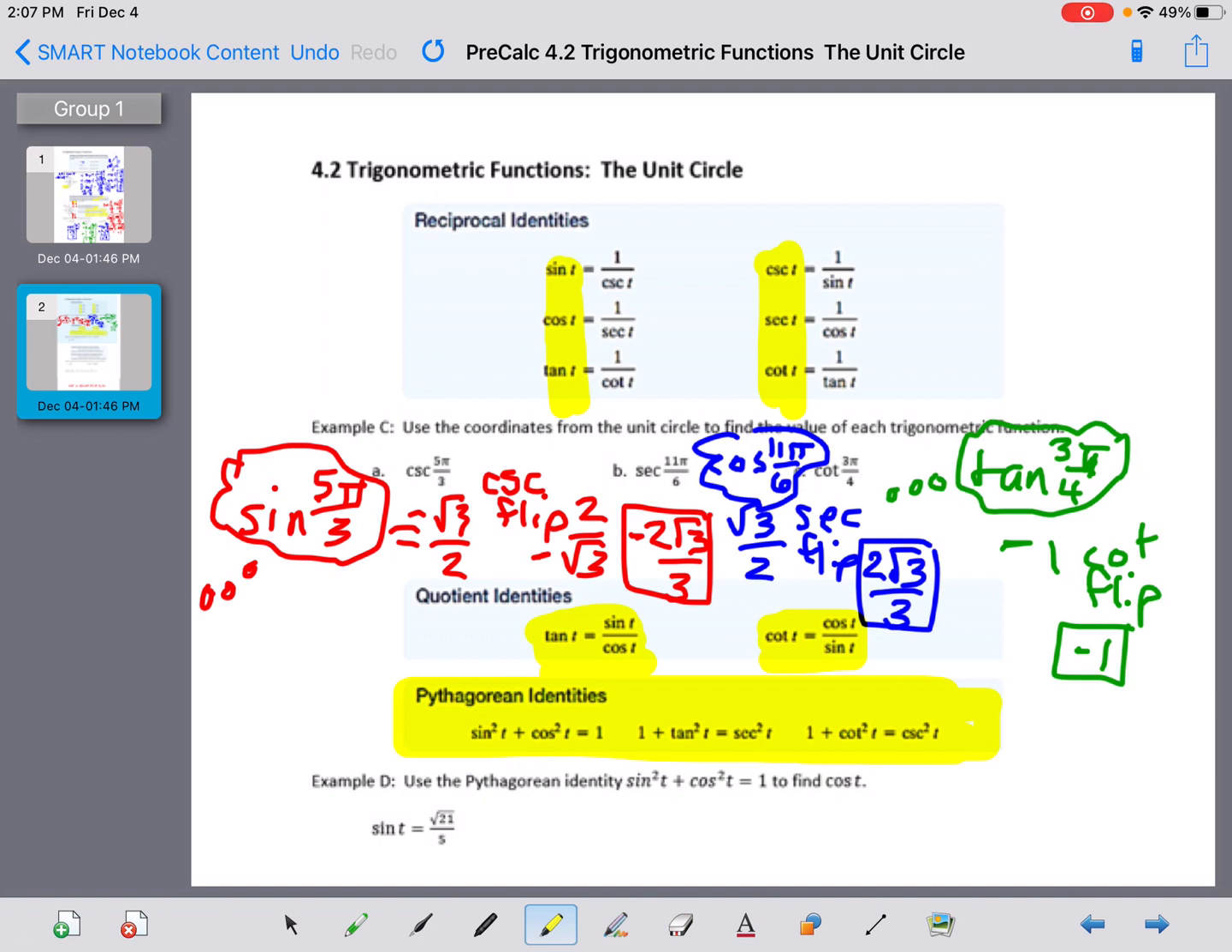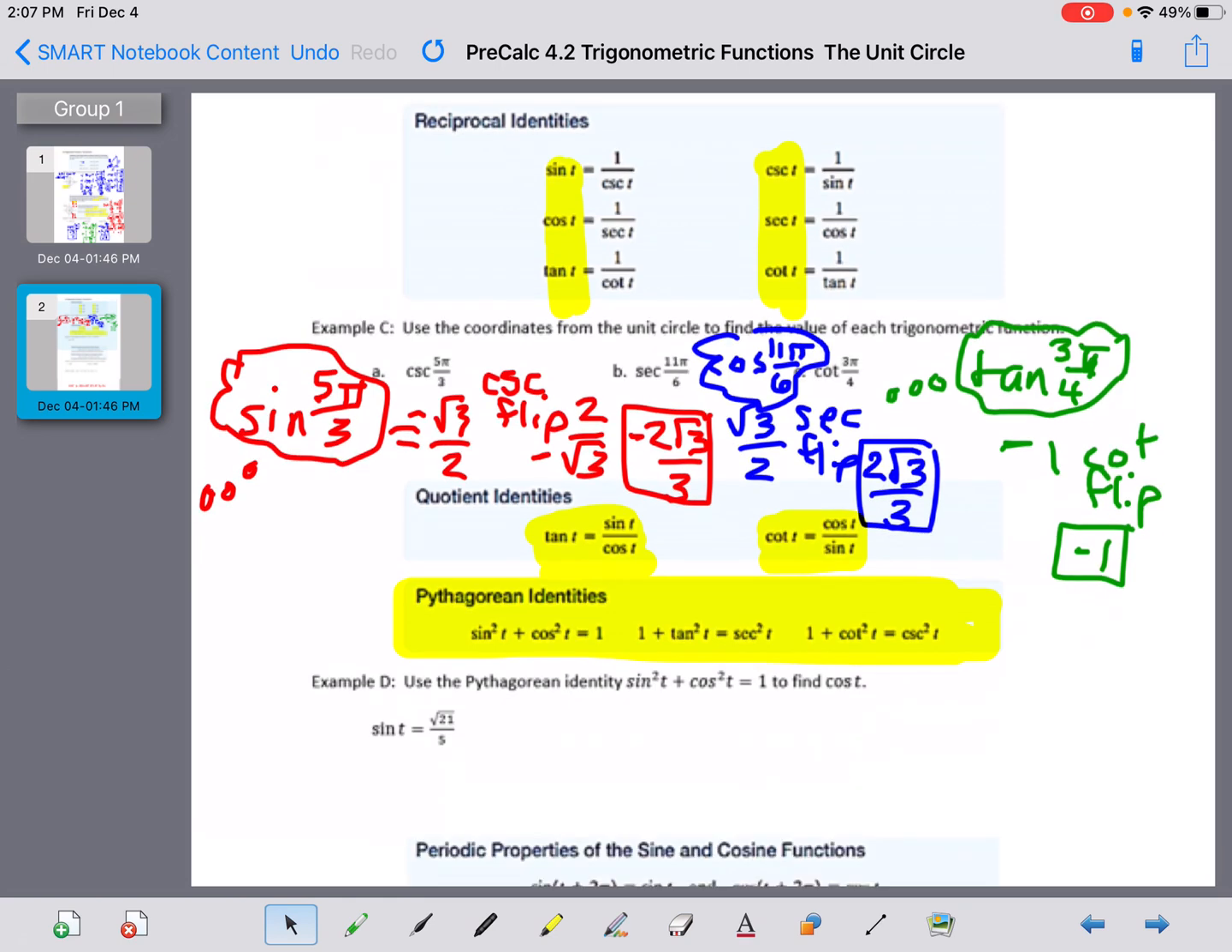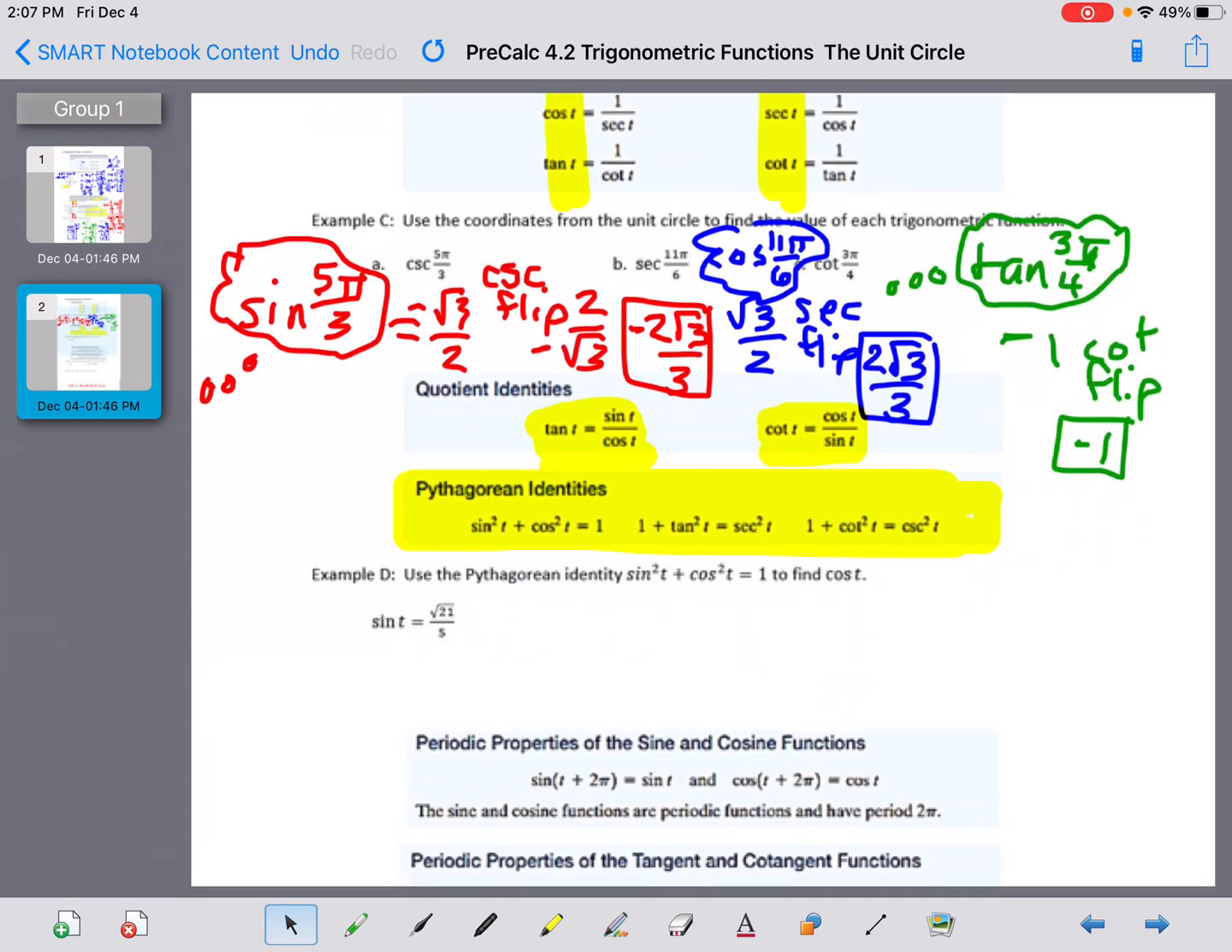I'm going to do one example here, but to be honest, we'll use it a lot more in chapter 5, okay? So it says use the Pythagorean identity to find the cosine of t. All they gave me was the sine of t, and that is all. So I'm thinking sine squared t plus cosine squared t equals 1. Well, I know my sine is radical 21 over 5, and I can square that. But the problem is I don't know my cosine squared, okay?